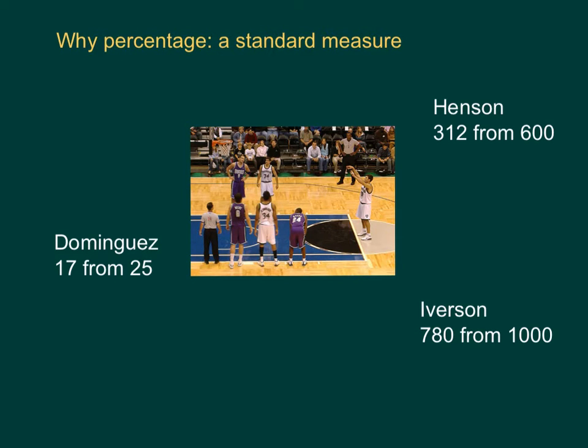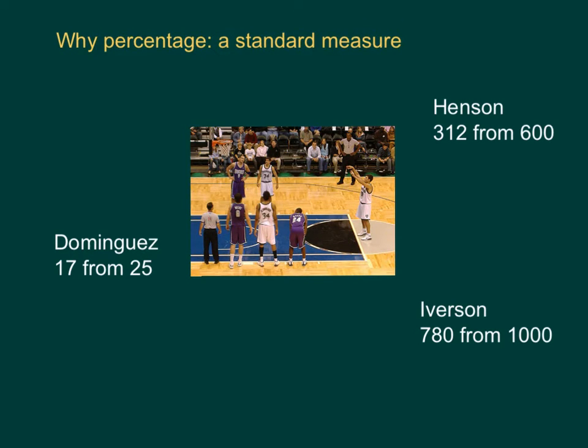Now, percentage is a system that was invented to try and make comparisons between different sets of data. If I'm trying to work out which basketball player is the best at scoring free throws, shots from the foul line, I can't just look at how many shots they scored. I also need to consider how many shots they've taken to work out who's the most likely one to score.